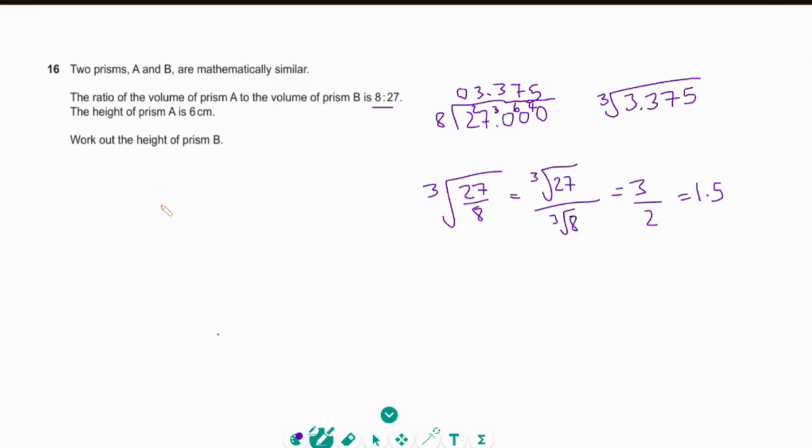So the 27 over 8 is the volume scale factor. The length scale factor is 1.5. That's the scale factor for length. So the height of prism A is 6. All I need to do now is 6 times 1.5 to get the height of prism B. 6 times 1 is 6. 6 times a half is 3, which gives you a total.